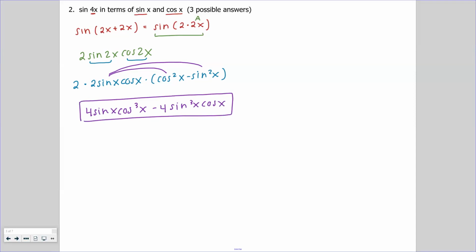We've now got our final answer in terms of just sine x and cosine x. We're good to go. Box that, one of those possible answers. I believe the answer key that I posted online, you guys, will have all of the possible answers written out. I've got to double check that, but it should.